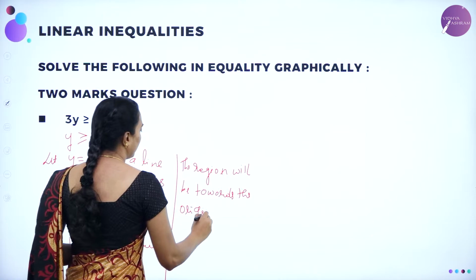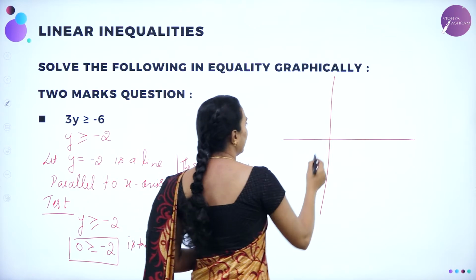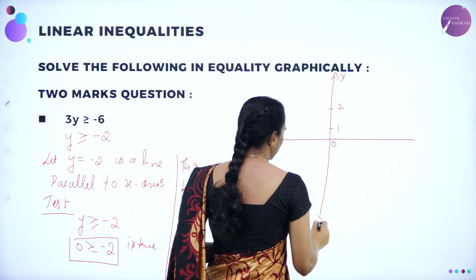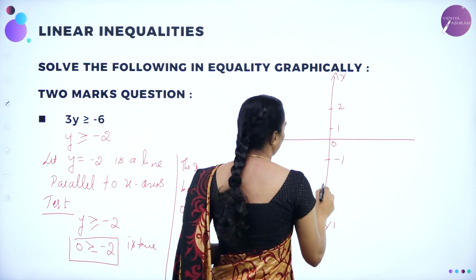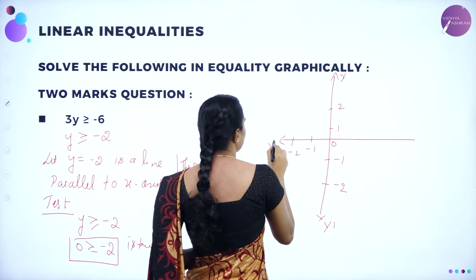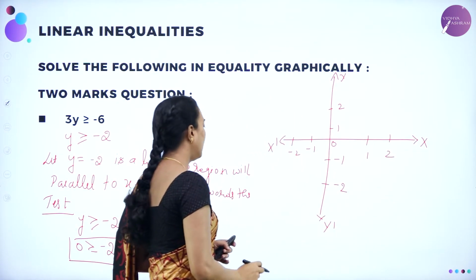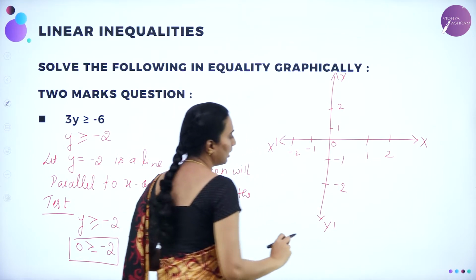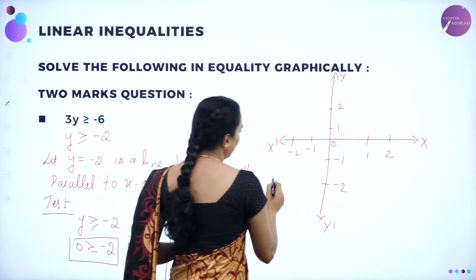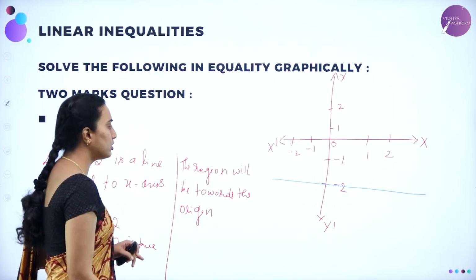Let me draw the graph now accordingly. Now this is the x-axis and this is the y-axis, and here 0, 1, 2, y, O, y dash. This is -1 and then -2. This is x dash, x, 1 and 2. So here the line y is equal to -2 will come here. Therefore I can draw the line parallel to the x-axis. So this is a line I can draw parallel to the x-axis. Therefore now the region is towards the origin.